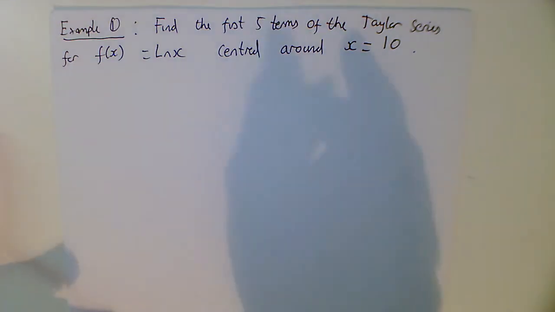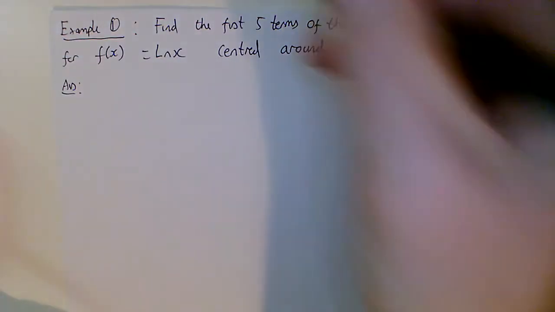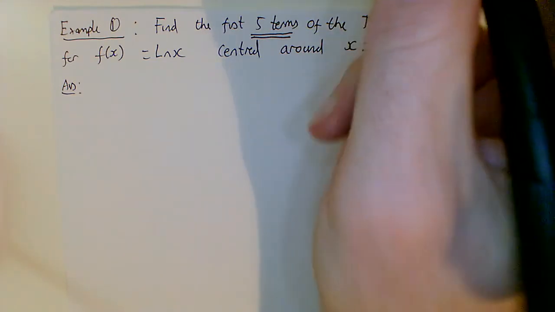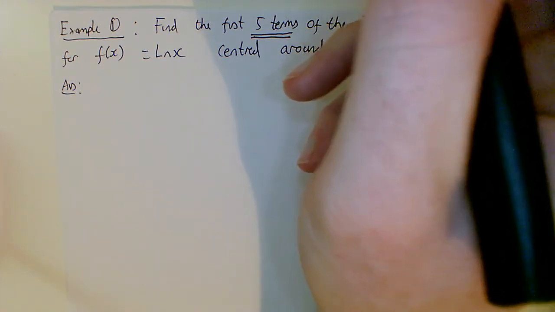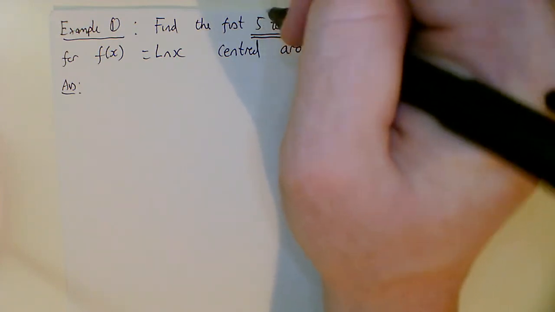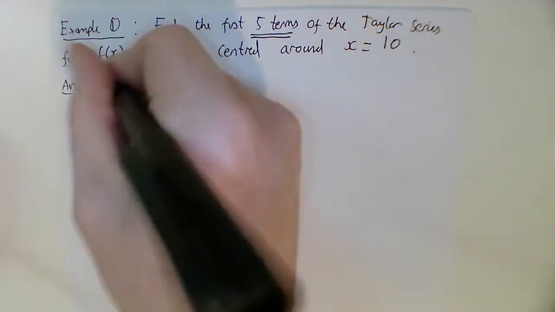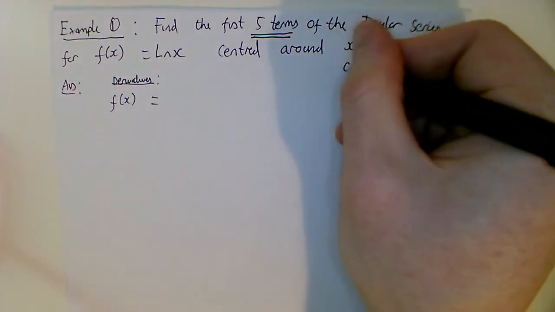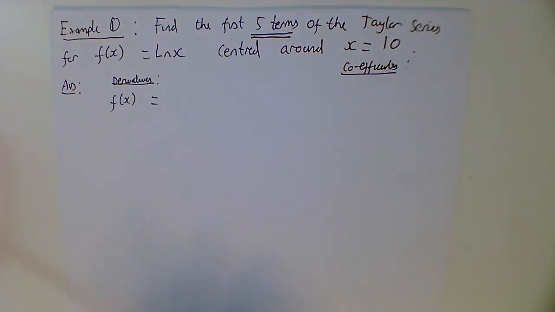I want 5 terms. That means I need 4 derivatives. You always want 1 less than the number of terms that's being asked. So we start with f of x. This is where I'm going to do my derivatives. This is where I'm going to get my coefficients. That's how I like to split it up.